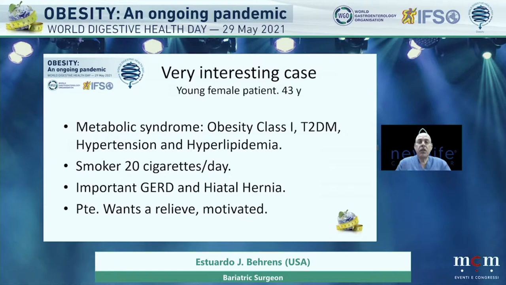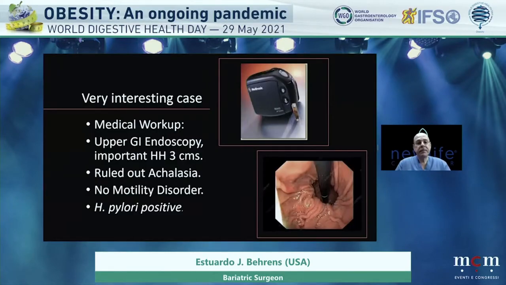This is a very interesting case of a young female patient, 43 years old, who has a florid metabolic syndrome, with obesity class 1, type 2 diabetes treated with insulin and two drugs, hypertension with two drugs, and hyperlipidemia with statins. A very heavy smoker, 20 cigarettes per day. And she's complaining of an important gastroesophageal reflux disease and hiatal hernia. The patient wants relief. She's very well motivated to have a new life. The workup performed in this patient showed, on upper GI endoscopy, a very important hiatal hernia, 3 centimeters wide. Achalasia was ruled out, no motility disorder, and H. pylori positive in this case.